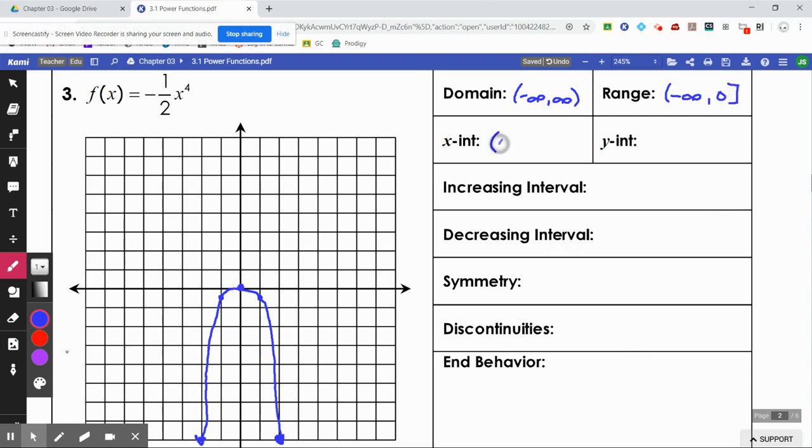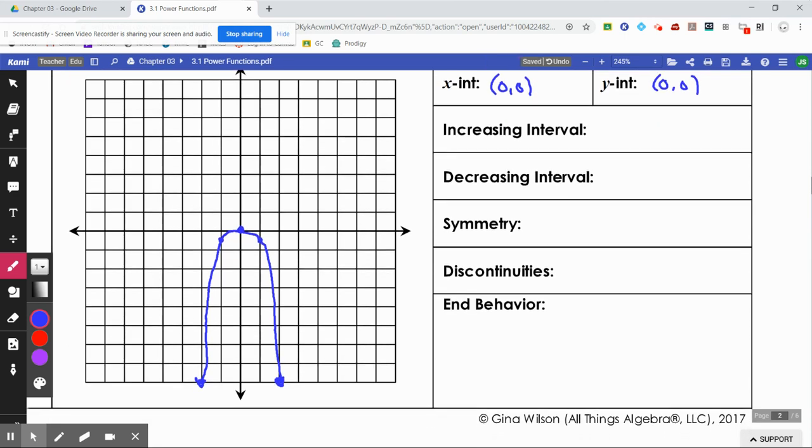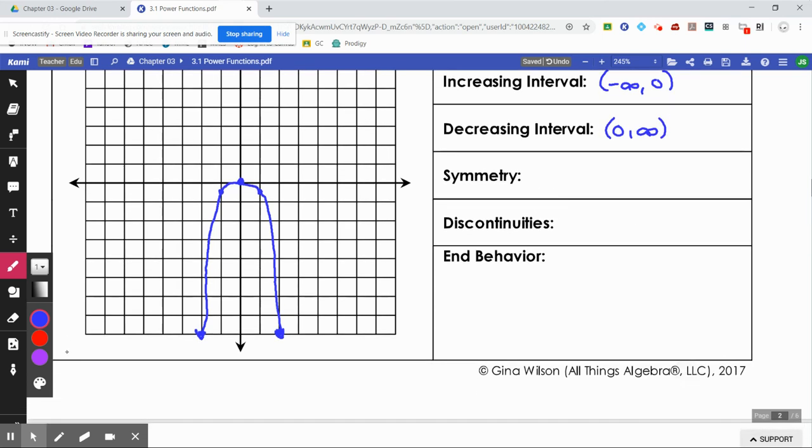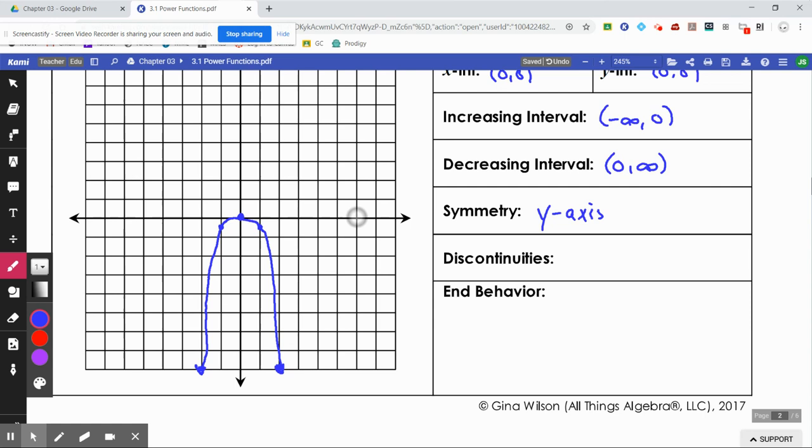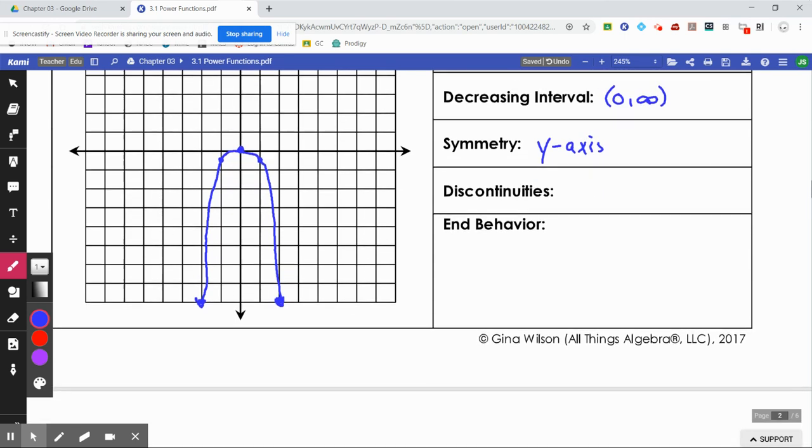Your x and y intercepts, again, are both going to be the origin. The region where it's increasing would be from negative infinity up to its highest point at 0, and then it starts decreasing, and it decreases forever. Symmetry: this does have y-axis symmetry. It's symmetrical about that y-axis, again, because it's an even function. Discontinuities, again, there are none.